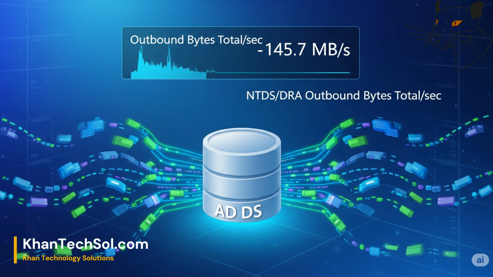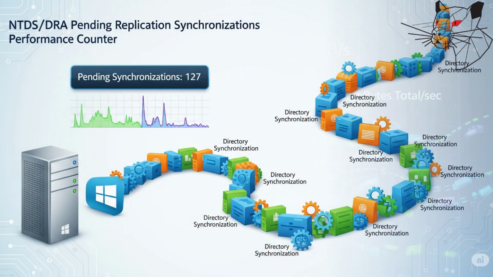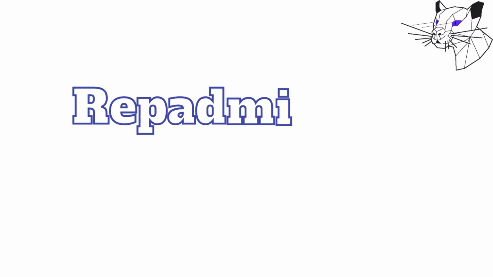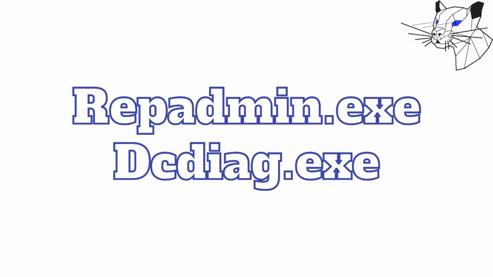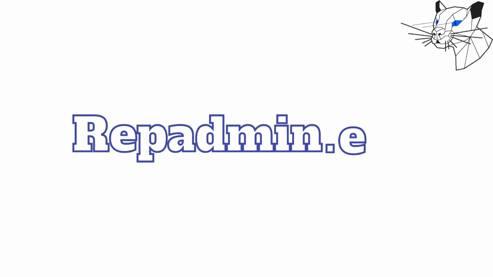NTDS DRA Outbound Bytes Total/sec. This counter depicts the total number of bytes replicated out. NTDS DRA Pending Replication Synchronizations. This is the number of directory synchronizations that are in this server's queue waiting for processing. Two additional tools are useful for reporting and analyzing replication: the Replication Diagnostics Tool, repadmin.exe, and the Domain Controller Diagnostics Tool, dcdiag.exe.